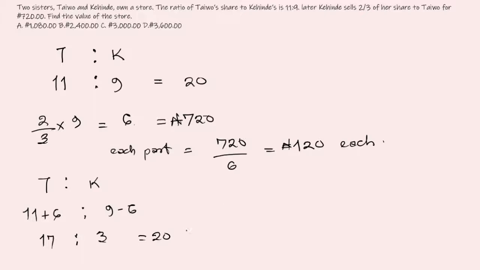around. But since we know that each share costs 120 naira and there are 20 shares in the entire store, 20 shares is equal to 120 times 20, and that's equal to 2,400 naira. So the entire stock costs 2,400 naira.